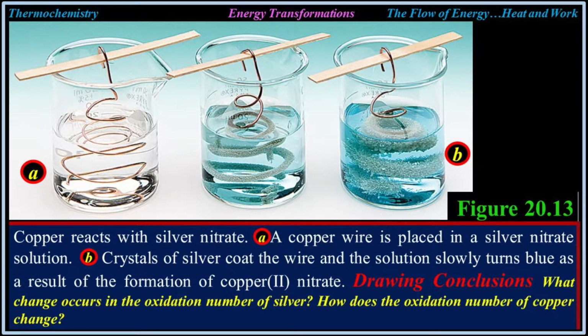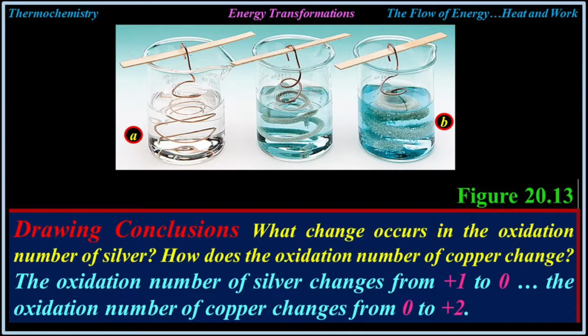Copper reacts with silver nitrate. A, a copper wire is placed in the silver nitrate solution. B, crystals of silver coat the wire, and the solution slowly turns blue as a result of the formation of copper 2 nitrate. Drawing conclusions. What change occurs in the oxidation number of silver, and how does the oxidation number of copper change? The oxidation number of silver changes from +1 to 0. The oxidation number of copper changes from 0 to +2.